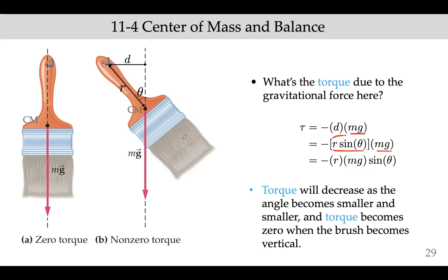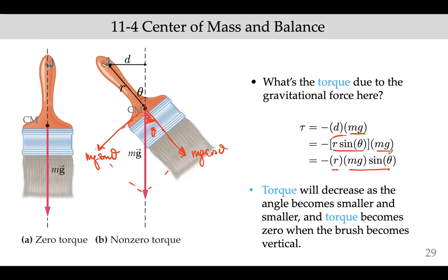Now the third option is to use the components of this mg. So these are the components. If this is theta, then this is theta as well. If this is mg, then this component will be mg cosine theta, but this will not create any torque, right? It already goes through the axis of rotation. This other component will create torque. If this is theta, then this will be mg sine theta. So what I can do here is r times mg sine theta, and that's what's here, r times mg sine theta.